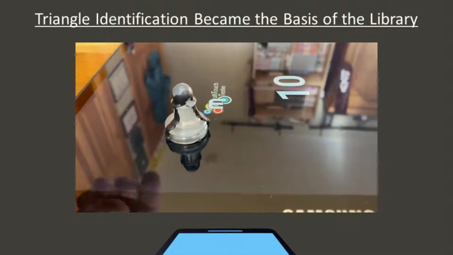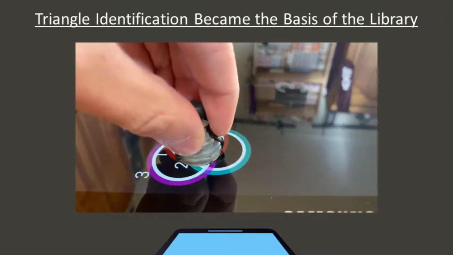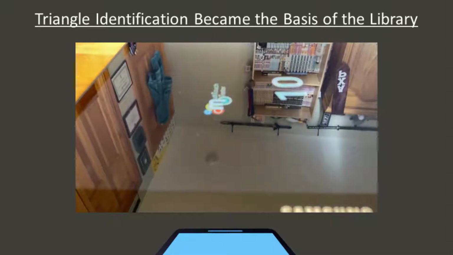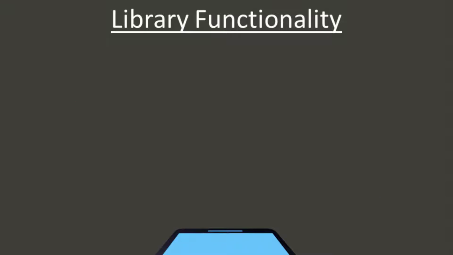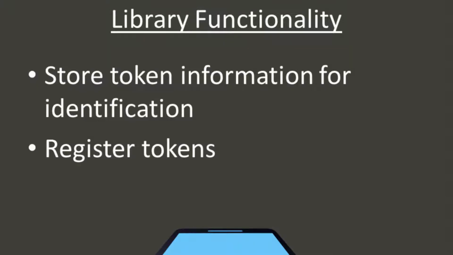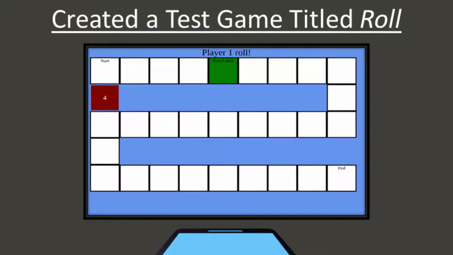Using this method, my library is able to easily identify individual game tokens without the need for specially designed tablets, such as the Playtable, that have chip readers built in and thus can be used with tablets people already own. Other than this functionality, my library focused on storing the information of tokens that have been registered so they can be identified, registering tokens, and updating the position of tokens on the screen. My aim was to give users the essential functions they needed to create a tablet-based board game without limiting how they could develop it.